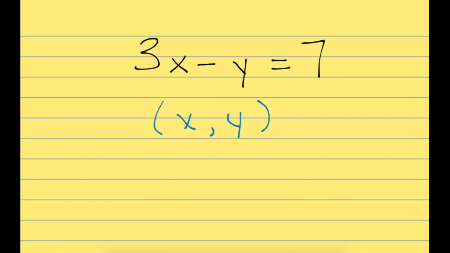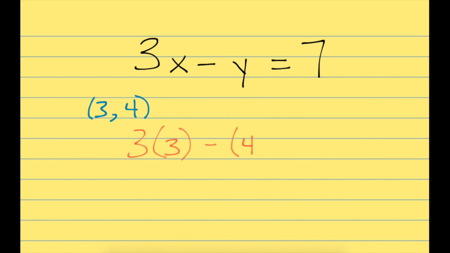So what we want to do in example 1 on lesson 4.2 is figure out which of the given points is actually a solution to the equation. The first option they give us is 3, 4. So we want to see if that is a solution. We plug in 3 for x and 4 for y, and we're checking to see if that's a true statement. Does 9 minus 4 equal 7? No. So 3, 4 is not a solution.